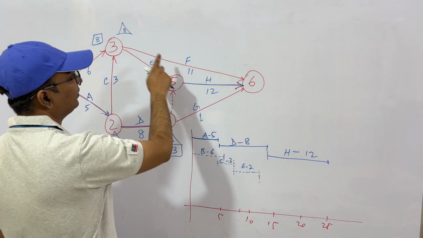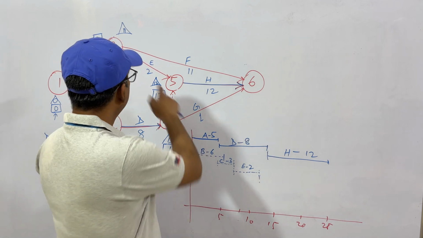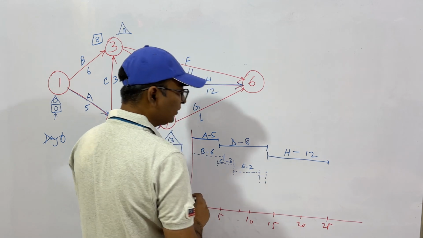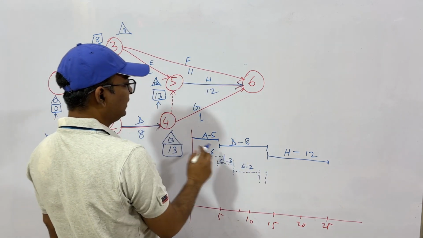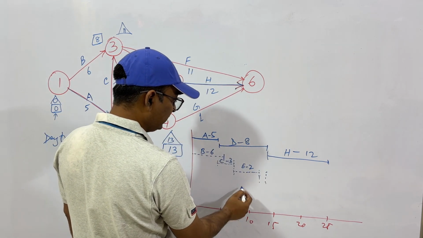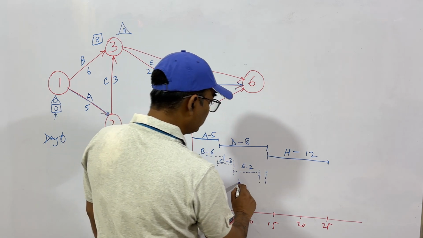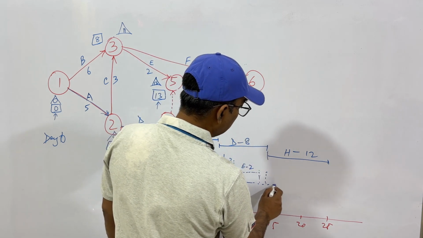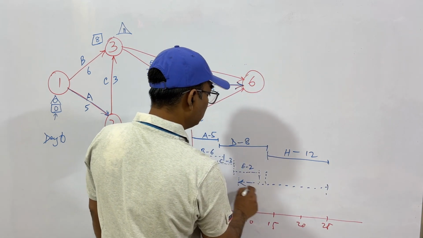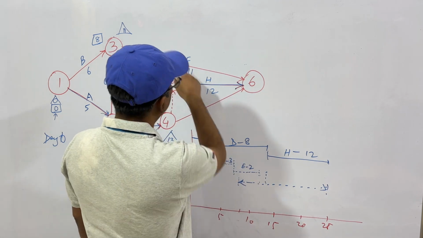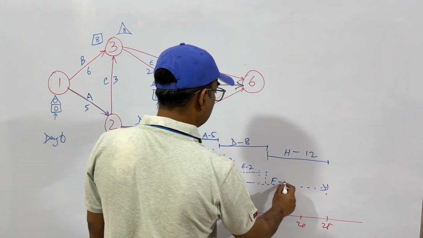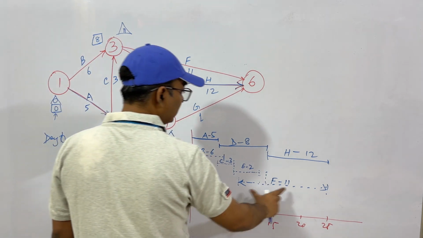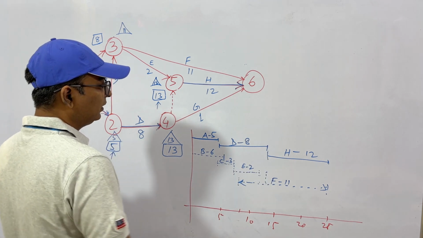Then you have F, that is 11. You can start after the 8th day. So A is 5, and 8. So you can start it somewhere. 8 is around, let's say this is the 8th point. So from here it goes up to final 25th day. This is activity F. It takes 11 days, but you have 25 minus 8, that is 17 days. You can do this 11-day work in any of these 17 days.